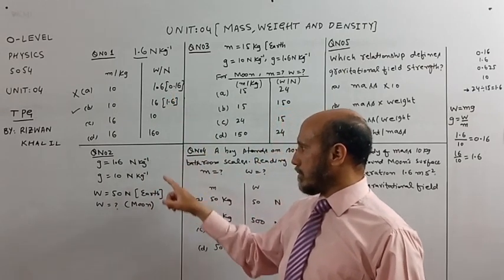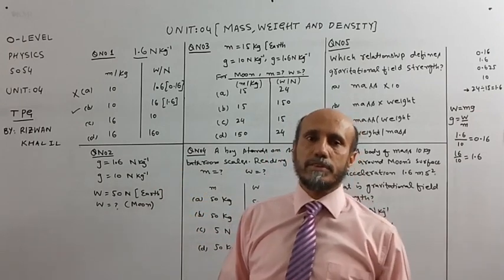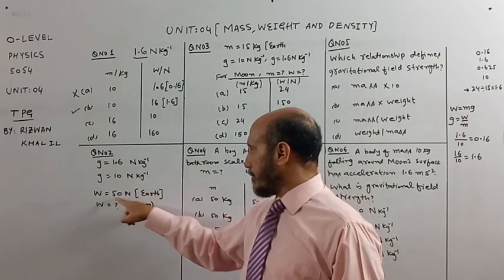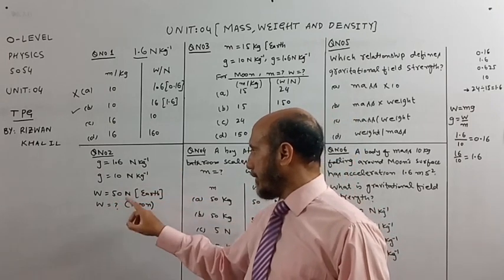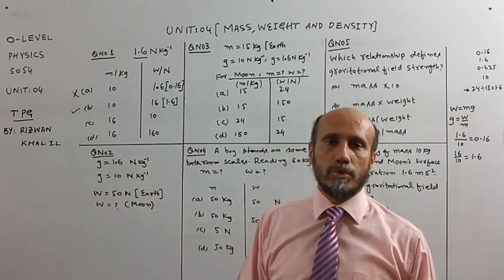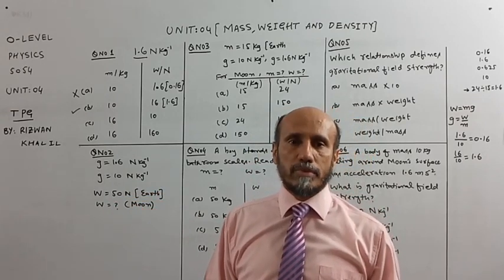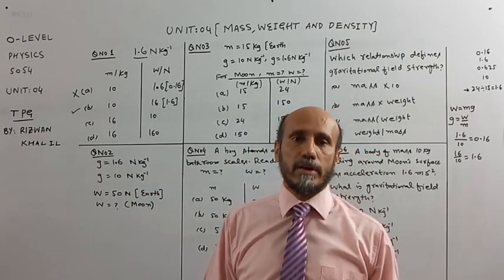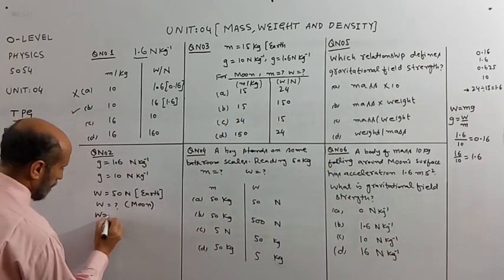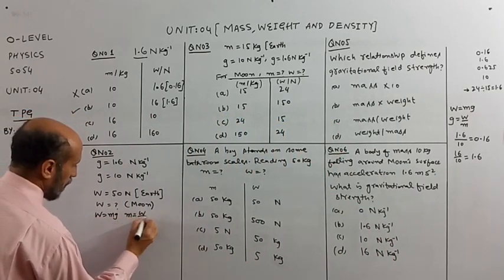Values of gravitational field strength for both Earth and Moon are given, and it is given that the weight of the body on the surface of Earth is 50 Newton and we have to calculate the weight of the body on the surface of Moon. So first of all, we will calculate the mass of the body on the surface of Earth. So W is equals to mg, m is equals to W over g.